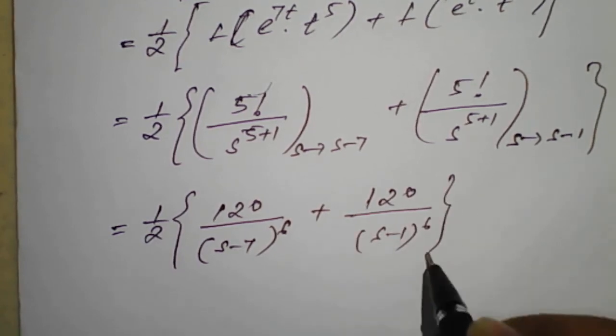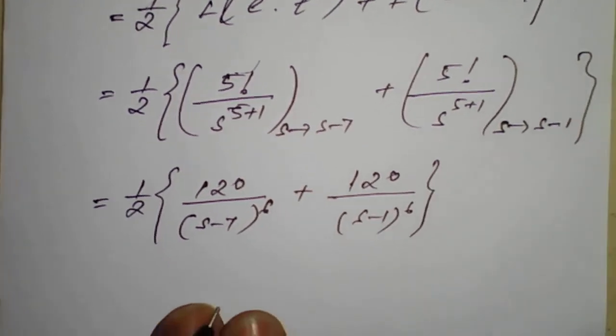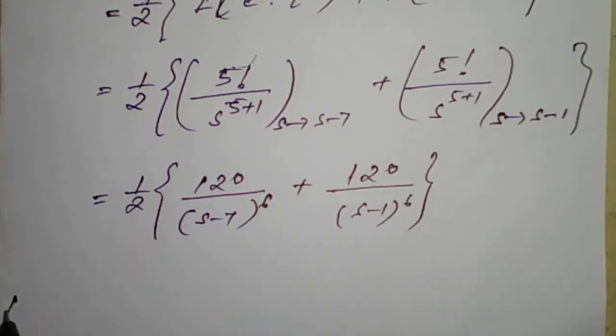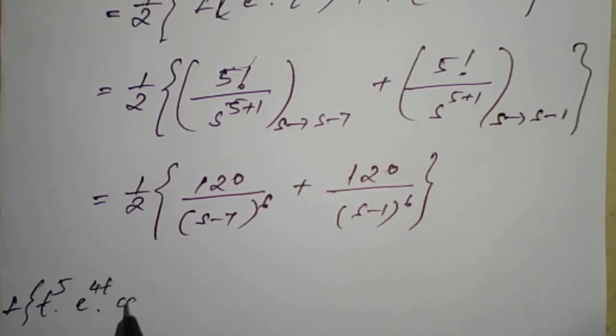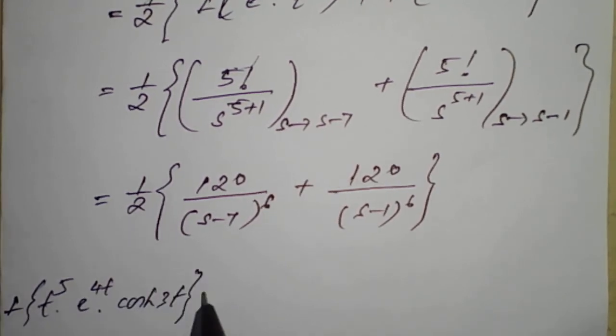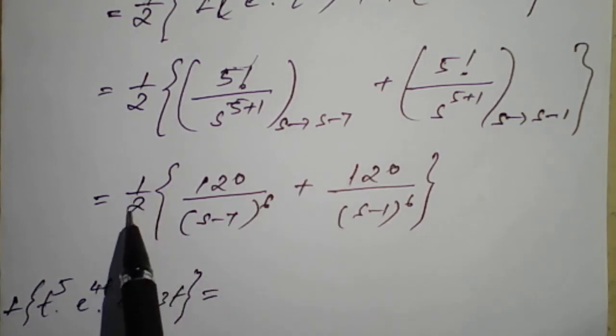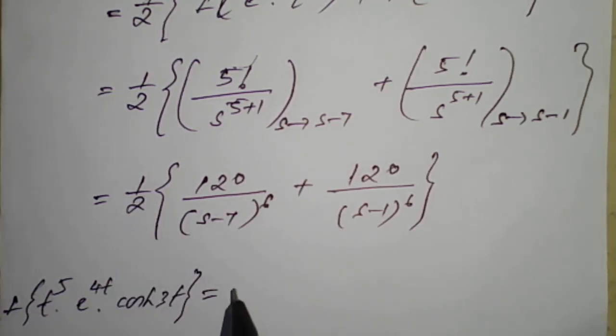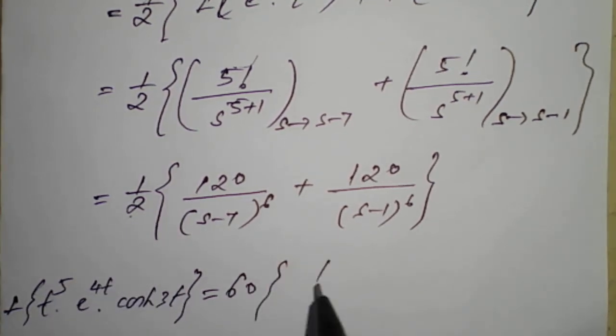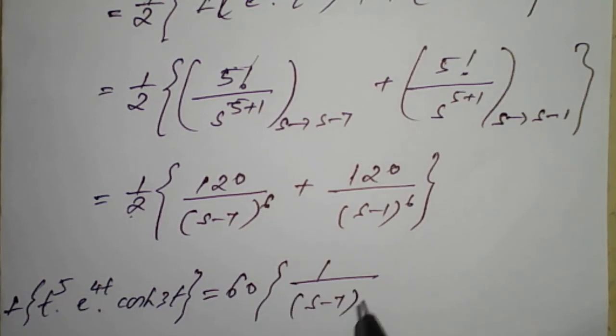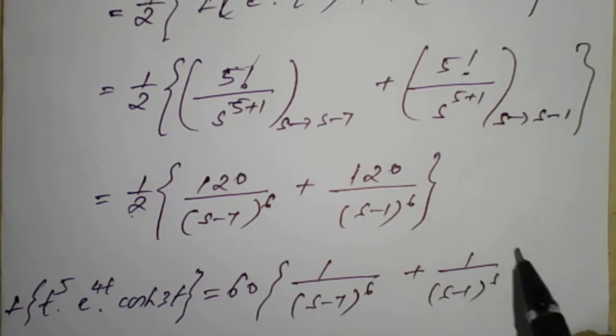So therefore the final result is Laplace transform of t to the power 5 into e raised to 4t into cos hyperbolic of 3t is nothing but, if you take 120, it's common for both the terms, if you take out and divide by 2, it will become how much here, 60, because 120 divided by 2 is 60, bracket of 1 divided by s minus 7 raised to 6 plus 1 divided by s minus 1 raised to 6.